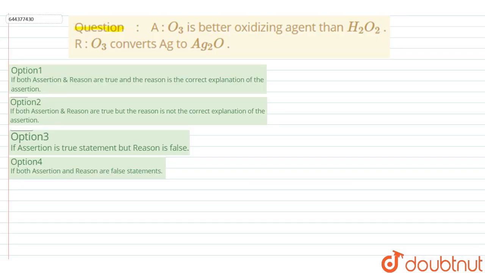Hello, welcome to Doubtnut. Our question here is an assertion reason type question. Assertion: O3, that is ozone, is a better oxidizing agent than H2O2, hydrogen peroxide. Reason: O3 converts Ag, that is silver, to Ag2O, that is silver oxide. We have to select the correct option by finding out whether both the assertion and reason are correct and related or not. Let us analyze the statements and find the answer.